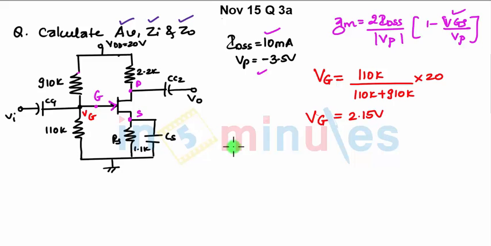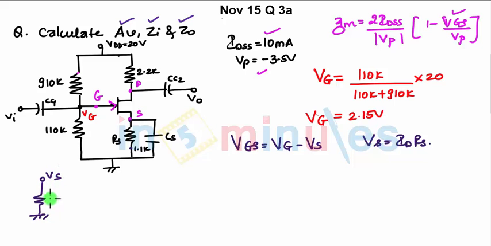Since you know the voltage at the gate, you know the formula for VGS is VG minus VS. Now we can find the voltage at the source, as VS is nothing but ID into RS. This is your source, this is RS. Current flowing through the source is ID. So when you apply KVL, you will get this equation. Now you know VG as 2.15 and ID into RS, with RS being 1.1K.